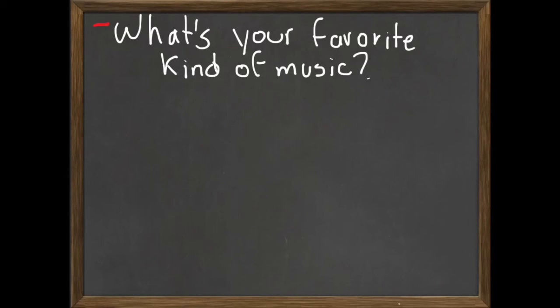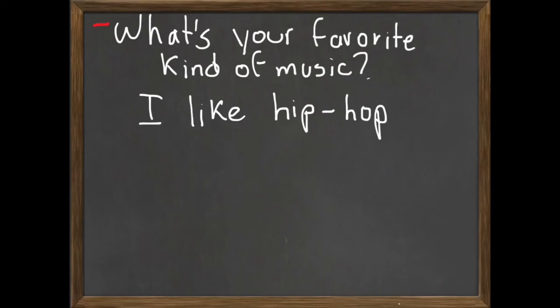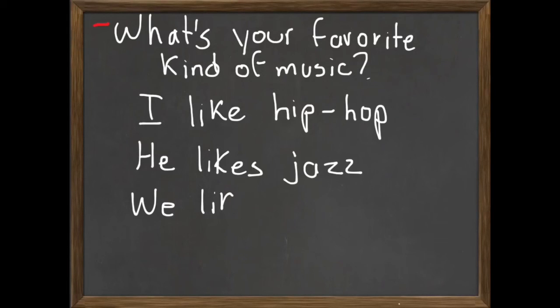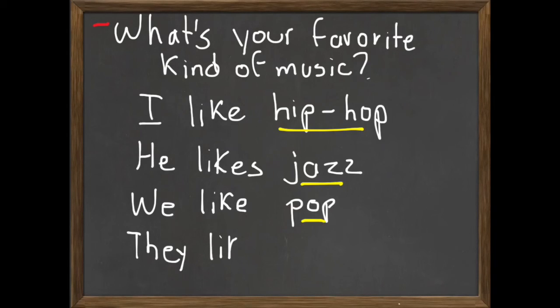Now, in this module, we also learned a question. What's your favorite kind of music? We learned a couple of types of music or kinds of music. Like, for example, I like hip hop. Or he likes jazz. Or we like pop. Hip hop, jazz, and pop are all kinds of music. Another example, they like rock. Rock being another kind of music.